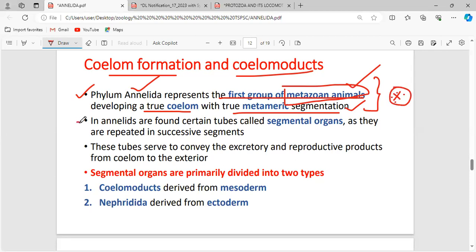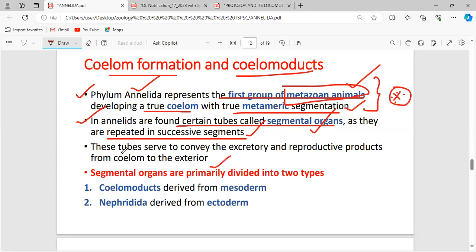Now in annelids are found certain tubes called the segmental organs, as they are repeated in successive segments. We should know that annelids are known for their metameric segmentation. Each segment has reproductive organs, which means the reproductive organ will be present in the sixth segment, again in the seventh segment, eighth, ninth, up to the 22nd segment. The reproductive organ will be repeating in each segment. Okay, that is the meaning of this point.